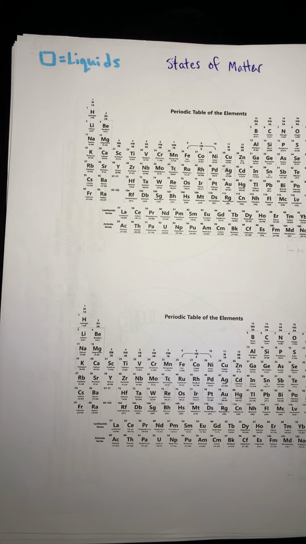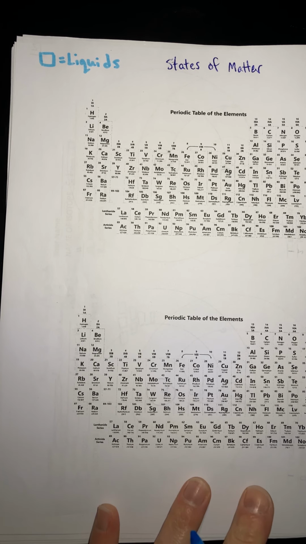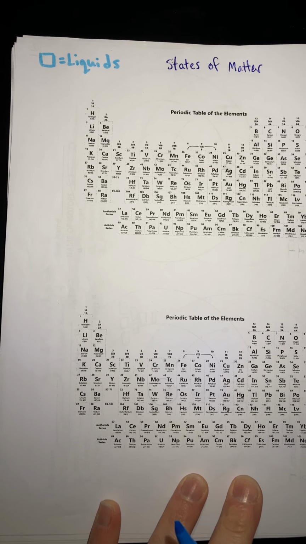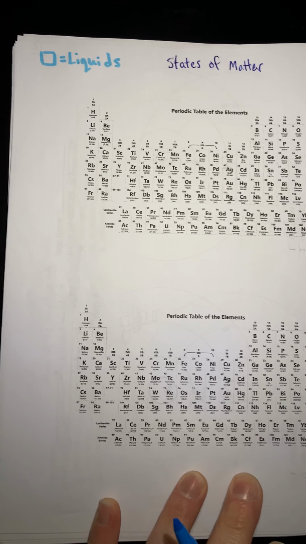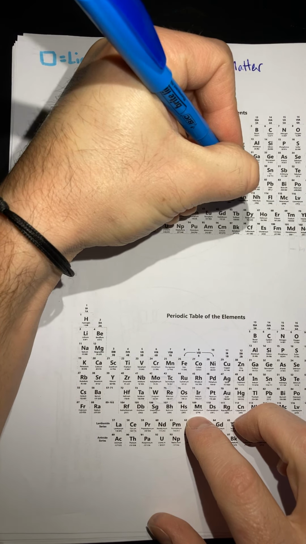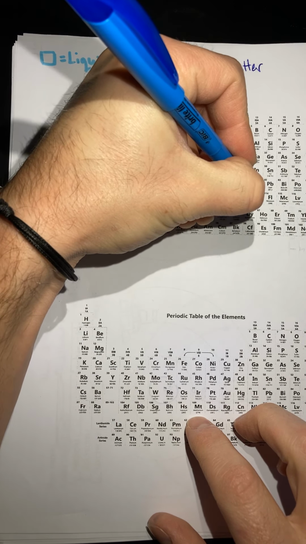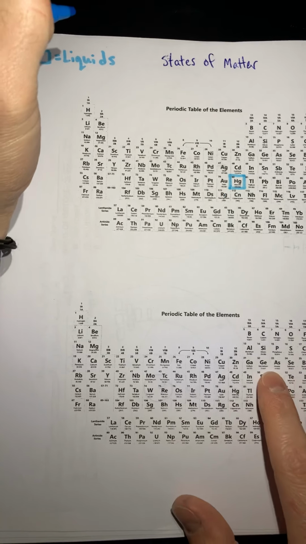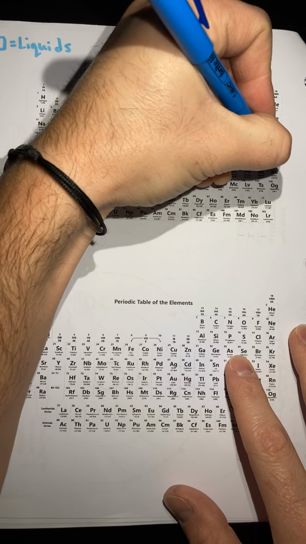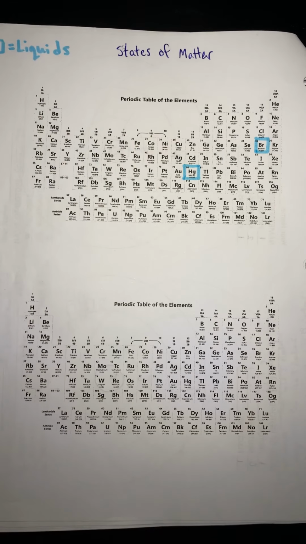And there are only 2 liquids on the periodic table, naturally occurring. Okay? That's not to say that you can't turn some of the others into liquids, but naturally occurring, all right, there are only 2. And they are mercury, okay, right there, and bromine. All right? So right there on the periodic table.